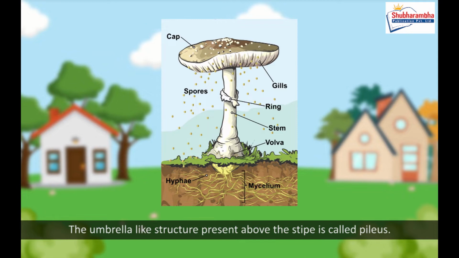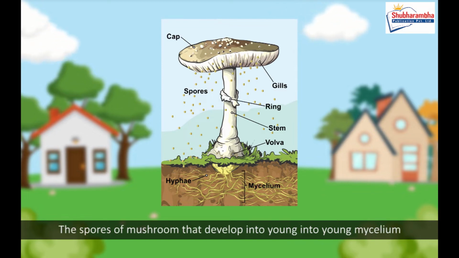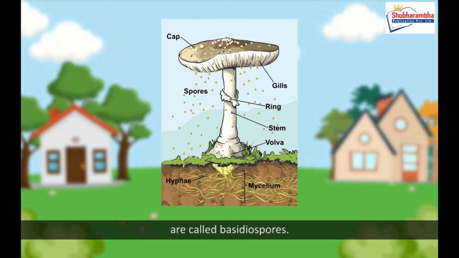The umbrella-like structure present above the stipe is called pileus. It is the reproductive part of mushroom. It protects the gills, which contain hymenium with spores. The spores of mushroom that develop into young mycelium are called basidiospores.